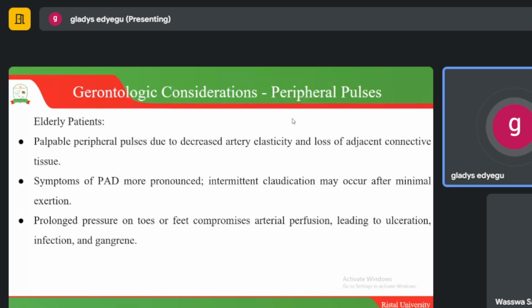So you can easily feel those peripheral pulses, and when you feel them, they are not like those of a young adult or middle-aged adult. So all the systems in our elderly patients are degenerated, and they don't present as you would expect, the person is.